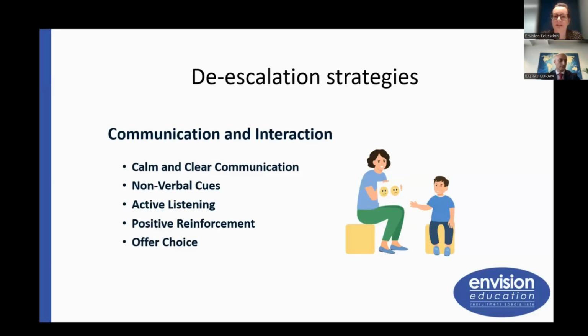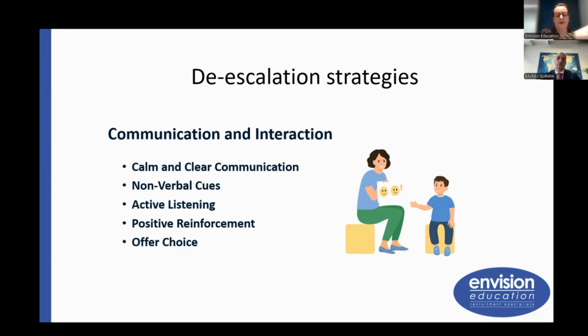Offering choices is something Barrage has already touched on as well. So this is really important in these situations. Instead of giving demands, offer choices where possible to give pupils a sense of control. And I think this can apply across the board, right from a toddler up to adulthood. Being offered a choice when we're in these situations really helps, and it definitely helps de-escalate the situation.